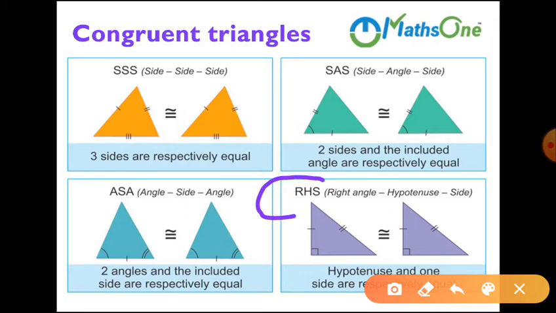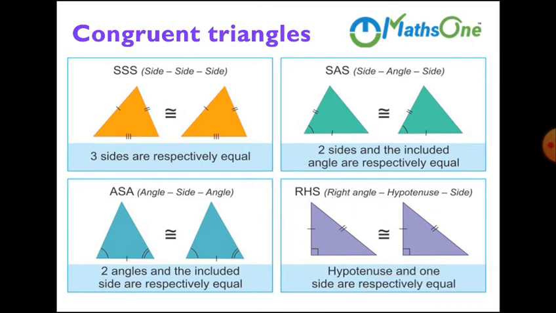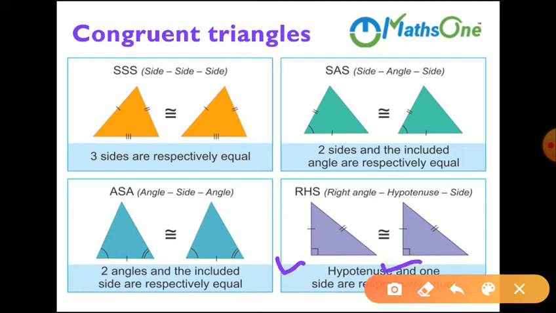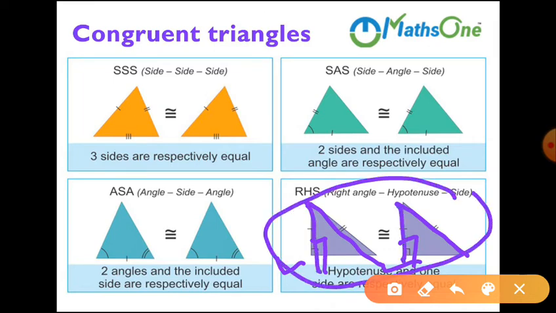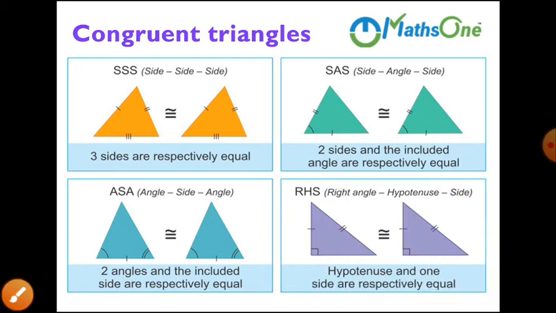Now move to the next congruency criteria. It is known as the right angle, hypotenuse and side criteria, that means RHS congruency criteria, and this criteria is valid only for right angle triangles. You can see there are two right angle triangles, and the right angle is equal in both cases, the hypotenuse is also equal in both cases, and one of the sides is also equal to one of the sides. So we can say that these two triangles are congruent to each other due to this congruency criteria.